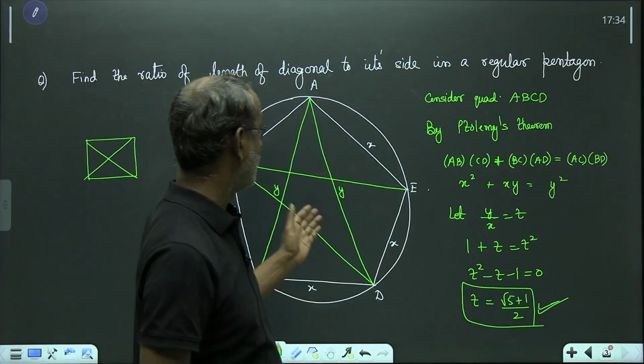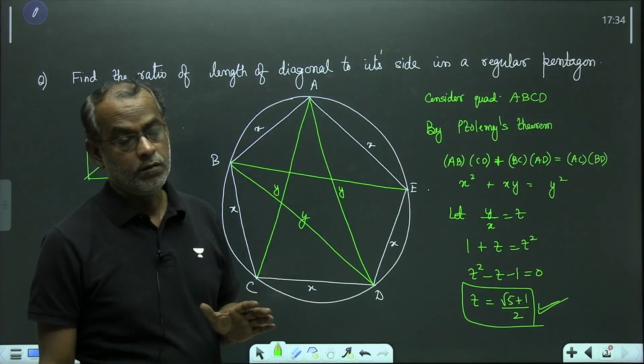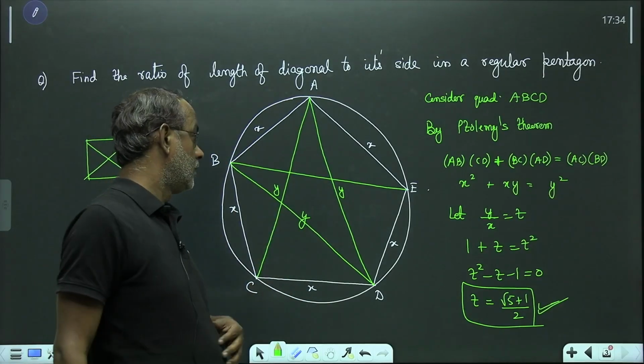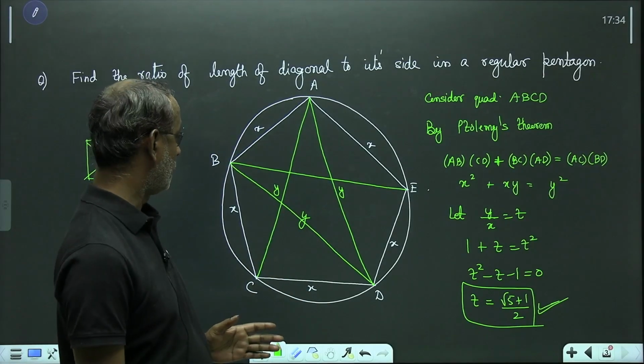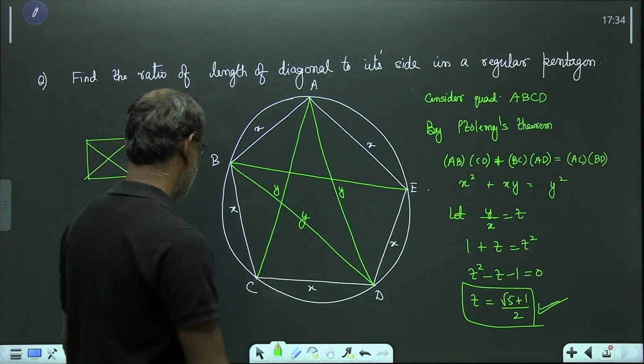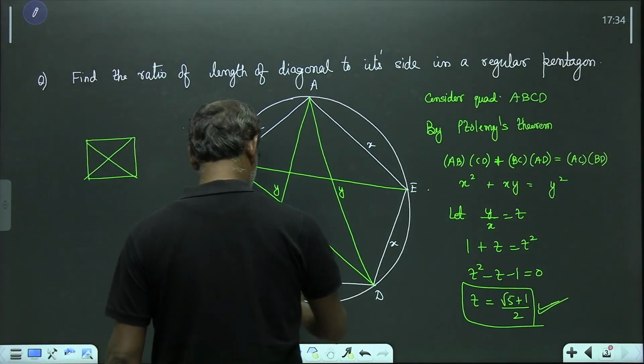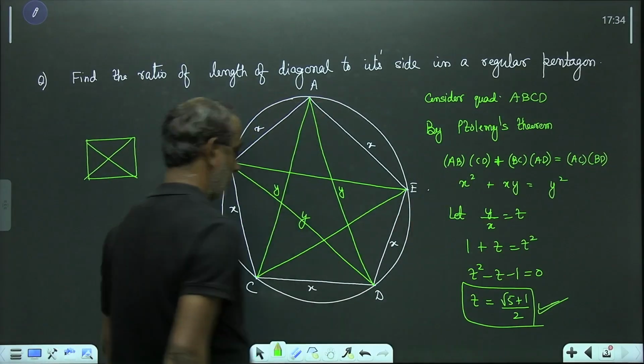You can see in a pentagon you can draw 5 diagonals. I have drawn 1, 2, 3, 4. One diagonal I have drawn. You can draw 5 diagonals.